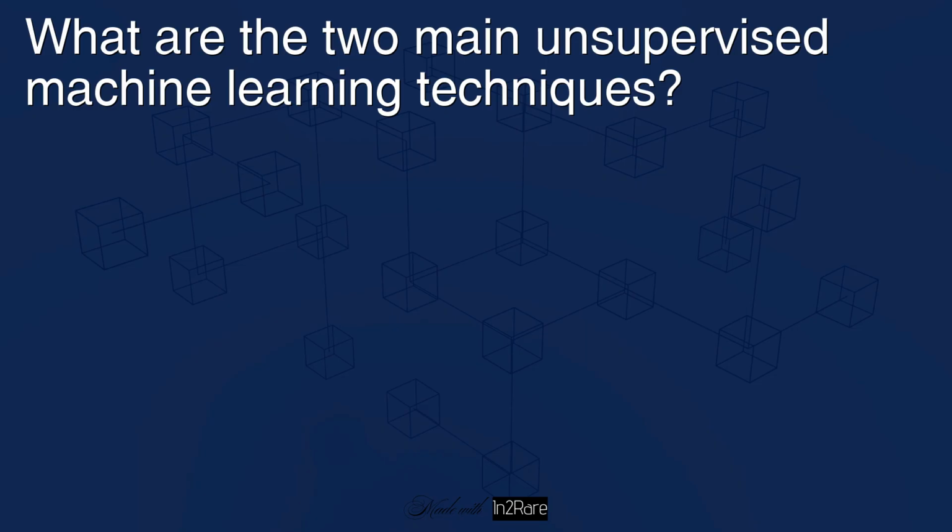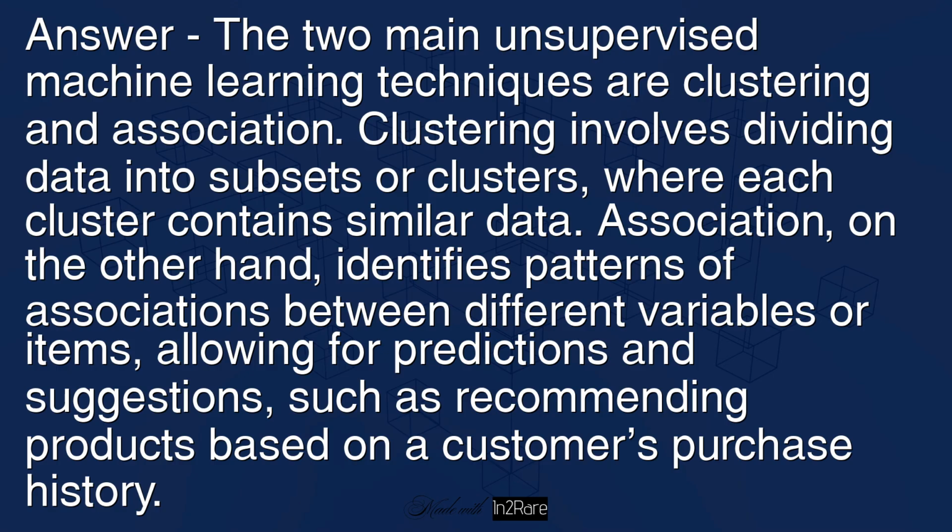What are the two main unsupervised machine learning techniques? Answer: the two main unsupervised machine learning techniques are clustering and association. Clustering involves dividing data into subsets or clusters, where each cluster contains similar data. Association, on the other hand, identifies patterns of associations between different variables or items, allowing for predictions and suggestions, such as recommending products based on a customer's purchase history.